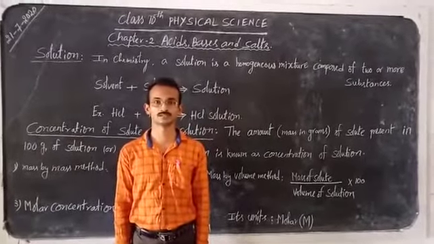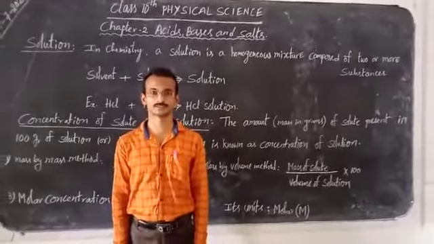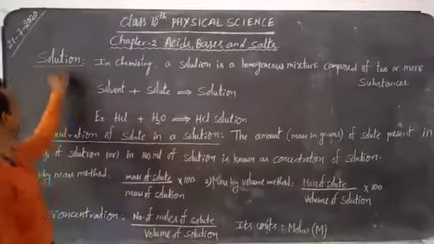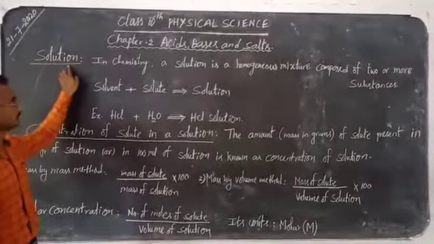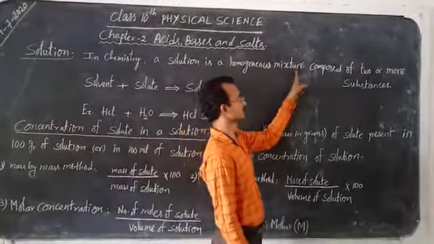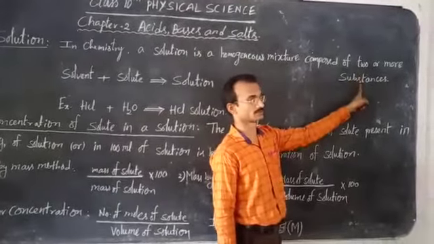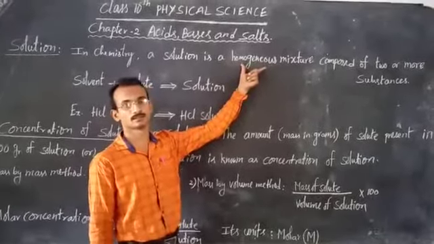Today I want to continue the lesson Acids, Bases and Salts from the 10th class Physical Science. Today's topic is solution. What is a solution in chemistry? In chemistry, a solution is a homogeneous mixture that consists of two or more substances. A solution is nothing but a homogeneous mixture.